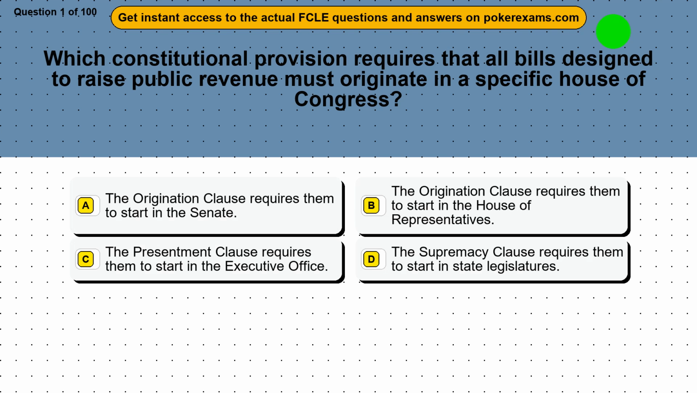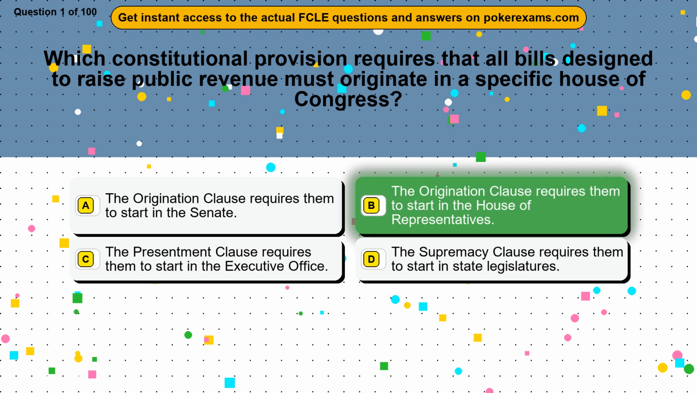Question 1. Which constitutional provision requires that all bills designed to raise public revenue must originate in a specific House of Congress? Option A. The origination clause requires them to start in the Senate. Option B. The origination clause requires them to start in the House of Representatives. Option C. The presentment clause requires them to start in the executive office. Option D. The supremacy clause requires them to start in state legislatures.